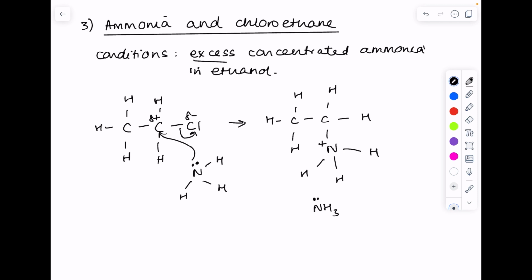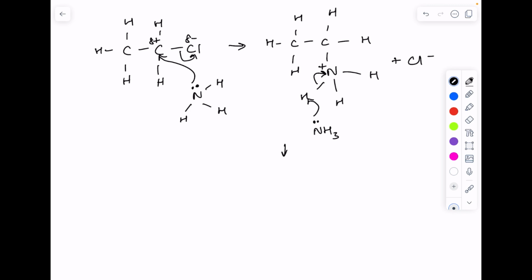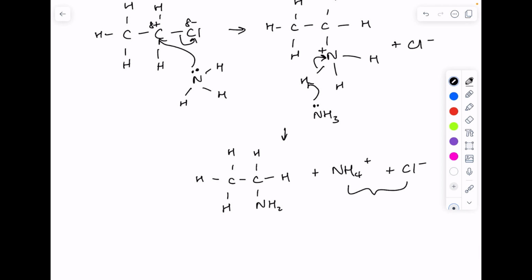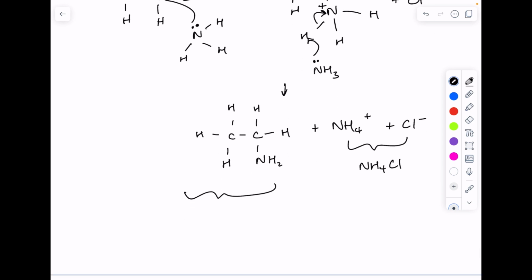The lone pair is going to attack one of the hydrogens. Doesn't matter which one, causing the breakage of that bond to form this is the final product. So we've lost one of the hydrogens. We have an NH4+, an ammonium ion, left over, as well as a halide ion. This could also be represented as an ionic compound like this. So be warned. What is the name of this substance? It's got 2 carbons. It's got an amine group.